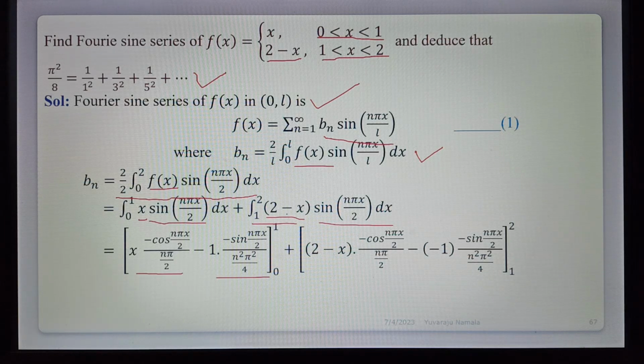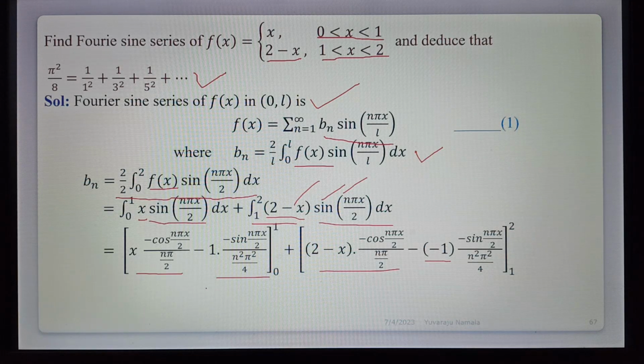So here again by parts method, u into v. So 2 minus x into integration of sin, minus cos n pi x by 2 by n pi by 2. The derivative of 2 minus x is minus 1. The minus 1 is a constant, sin 2 times integration, minus sin n pi x by 2 by n square pi square by 4, limits 1 to 2.